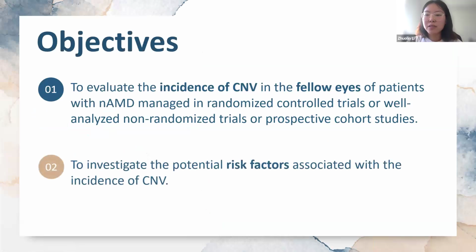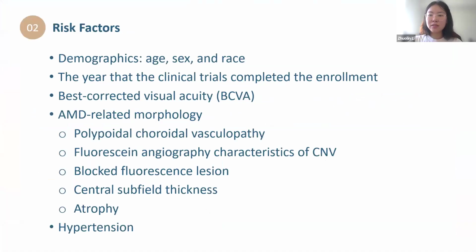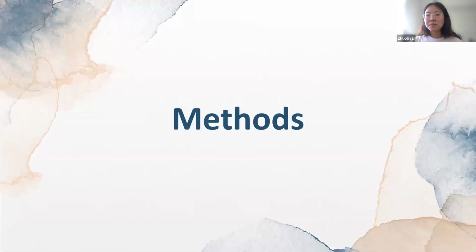The second objective is to investigate the potential risk factors associated with the incidence of CNV. So here are the risk factors that we are interested in, including the demographics, age, sex, and race, and the year that the clinical trials or cohort studies completed enrollment, and the patient's best corrected visual acuity, BCVA, also the age, AMD-related morphology, as well as hypertension.